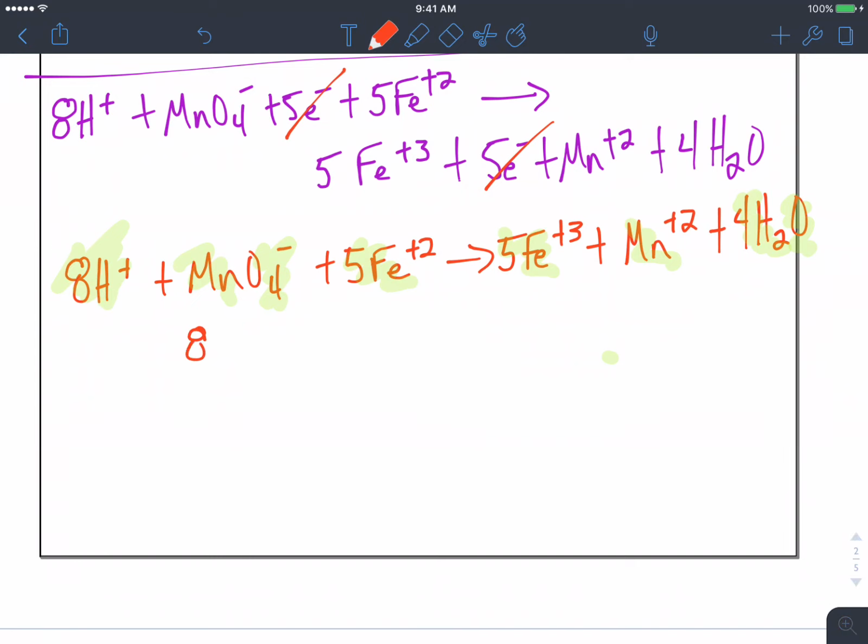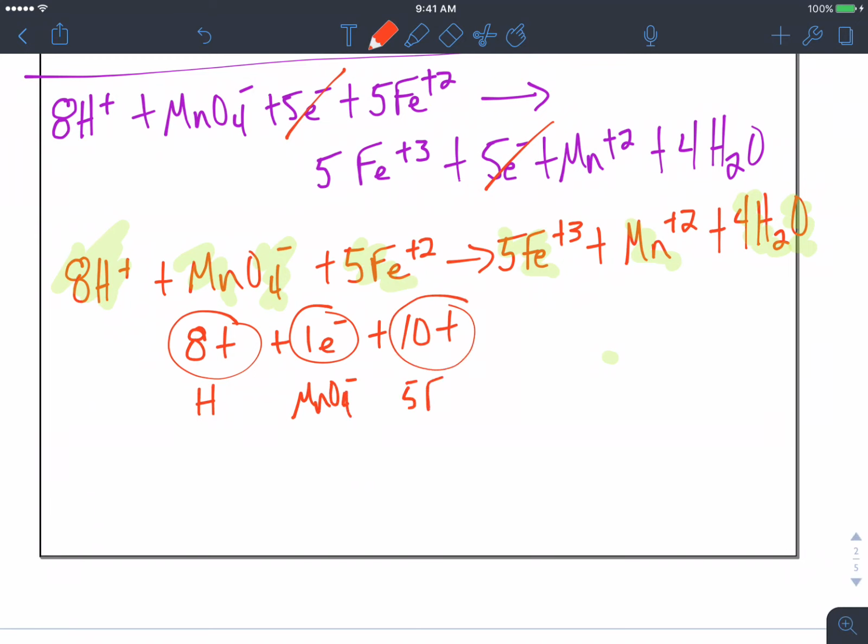We have 8 pluses, 1 negative electron, and another 10 pluses from the Fe. So these come from the H's. This comes from the MnO4 minus. This comes from the 5 Fe plus 2.